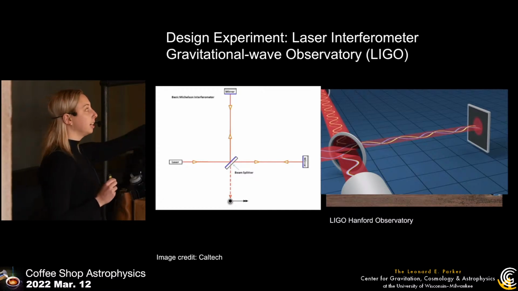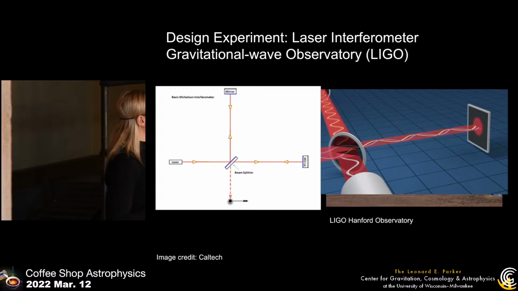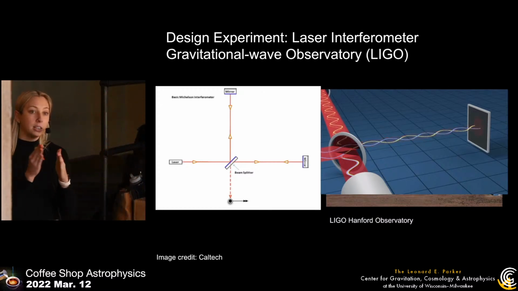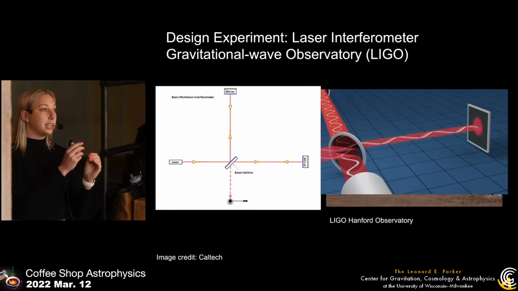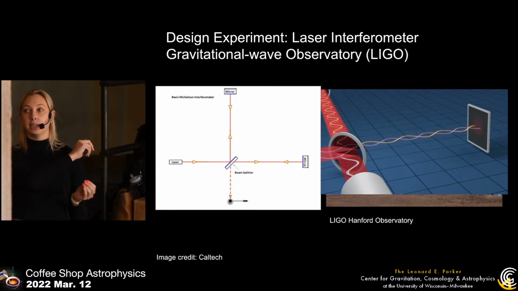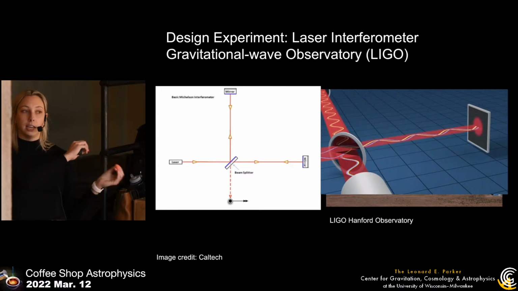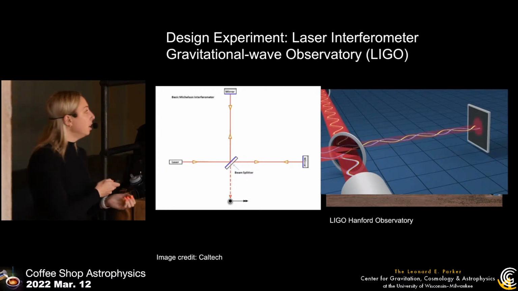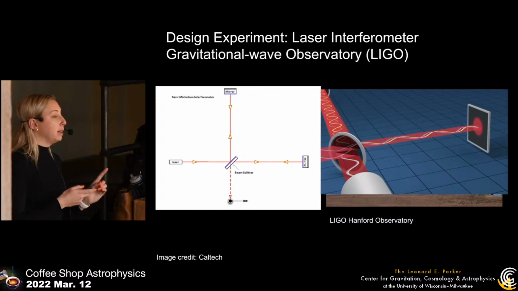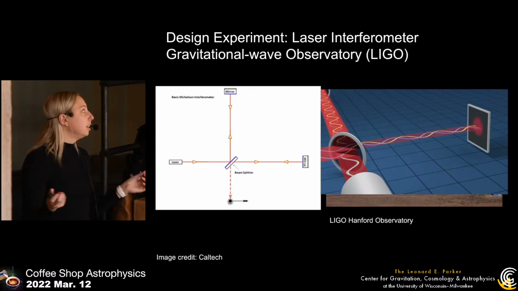So maybe it's a little clearer on the right GIF over there. When the waves slightly shift and come back and go to the detector, they'll create different patterns on that screen. And that tells you that something is shifting and something is changing in the interferometer. So LIGO did this, but on a much, much larger scale.